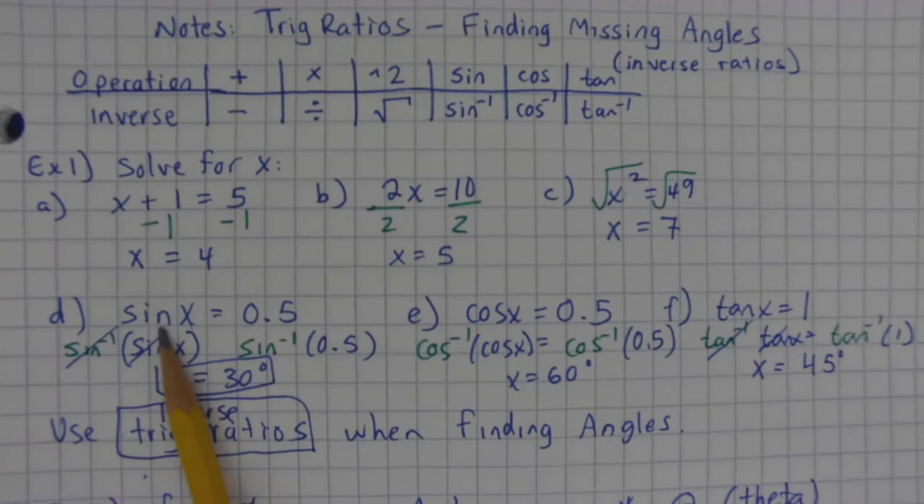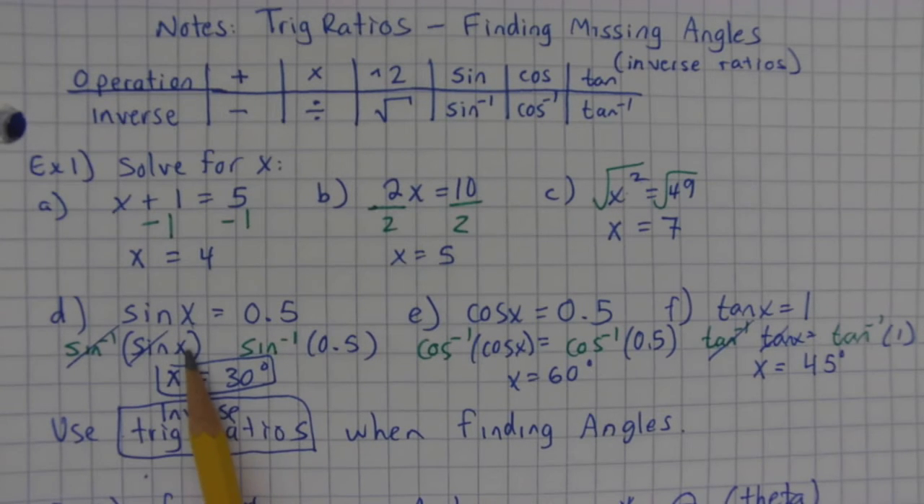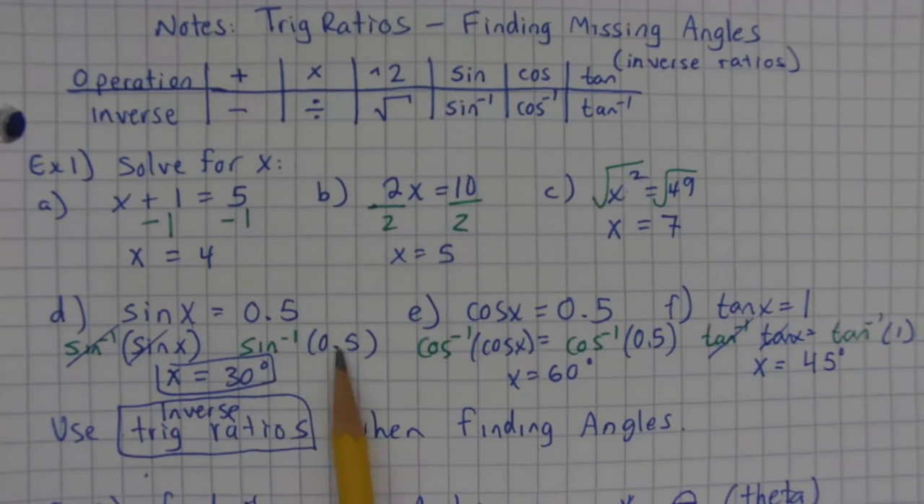Now, when we have a trig ratio, for example, sine of x, the only way to get x by itself is to take the inverse sine. In order to cancel the sine, we take the inverse sine of both sides. So inverse sine and sine cancel out, and you get x by itself. Inverse sine of 0.5, you do that on your calculator in degree mode, gives you 30 degrees.